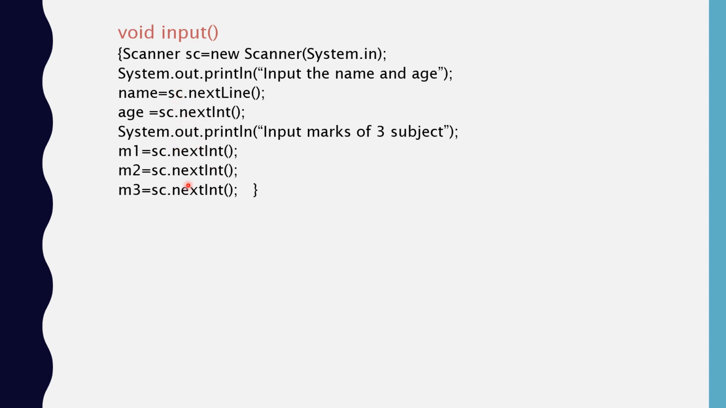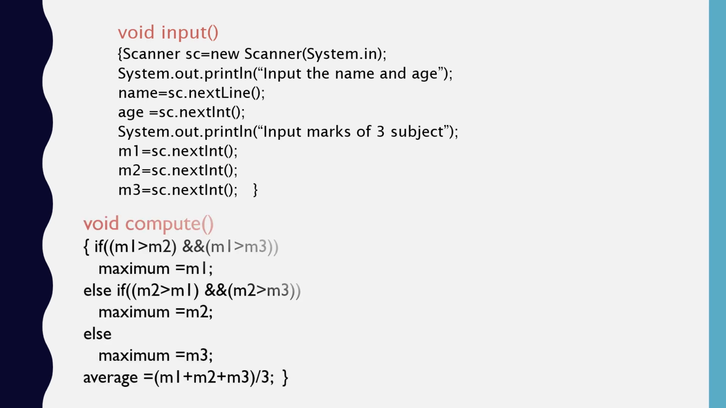One by one finish the function, complete it, close the function and then go to the next function. So we have finished the variable declaration, the constructor part, and now we have finished the first function which is void input. Now the second function, void compute. In this function we have to find the variable which has scored the highest mark.